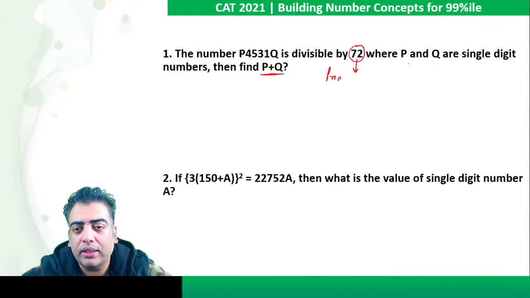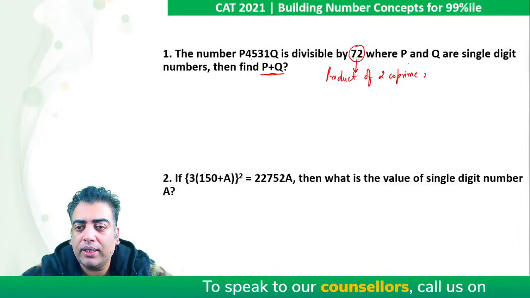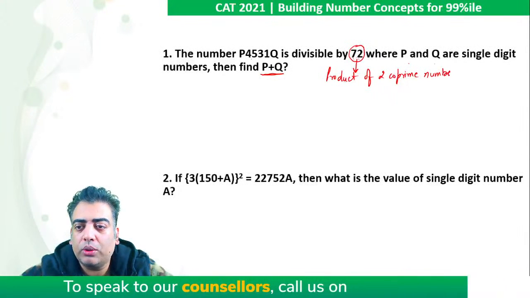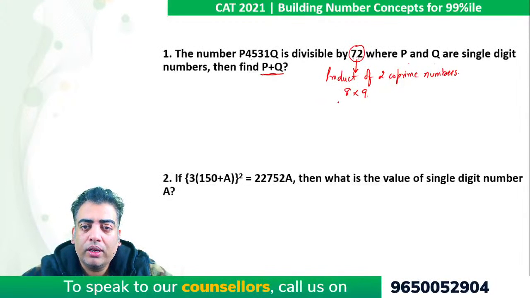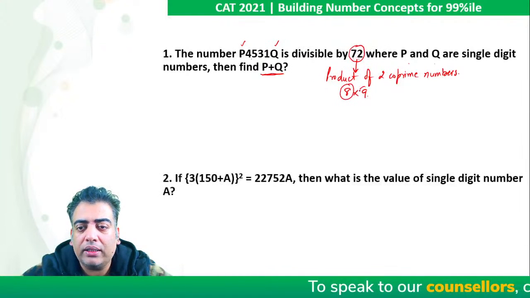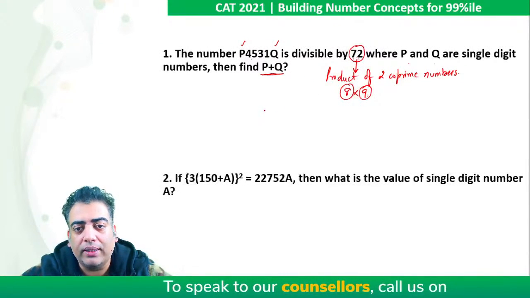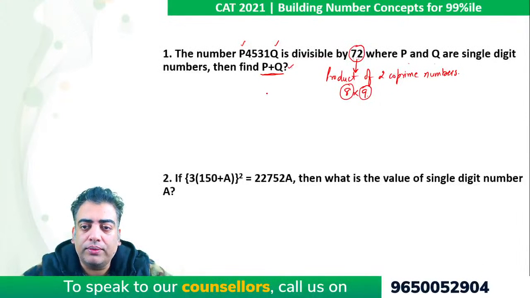So I am writing it here. Product of two co-prime numbers. And we did co-prime numbers yesterday. Co-prime numbers are those whose HCF is 1. So this 72 must be broken down into 8 into 9. And to find the value of P and Q, we will use the divisibility rule of 8 and the divisibility rule of 9 to find then the possible value of P plus Q.